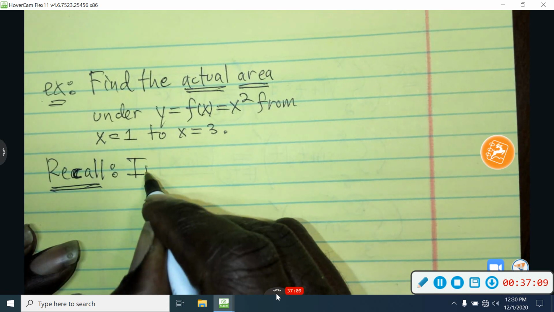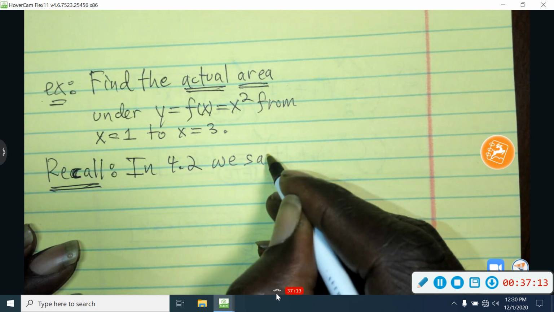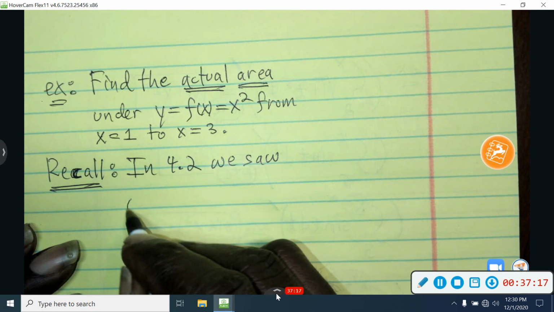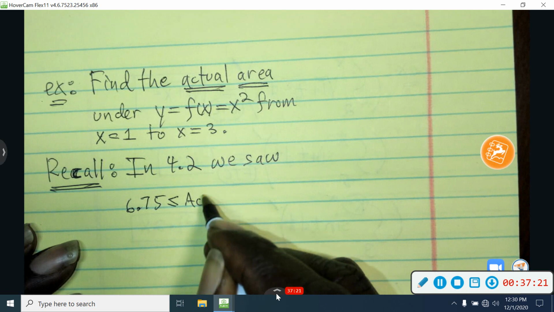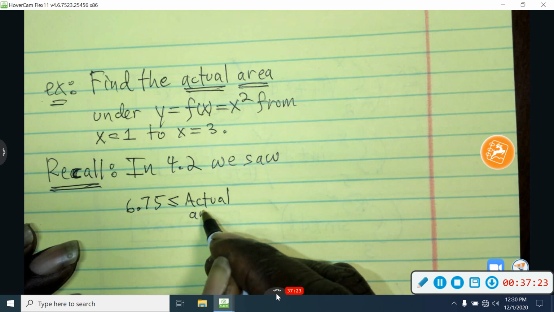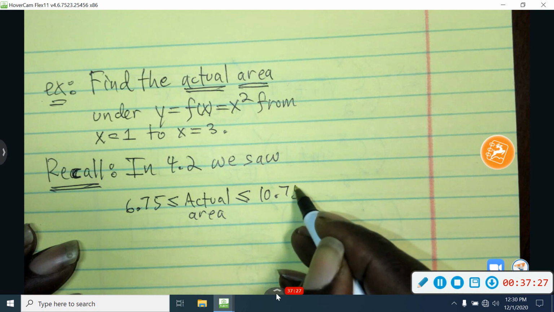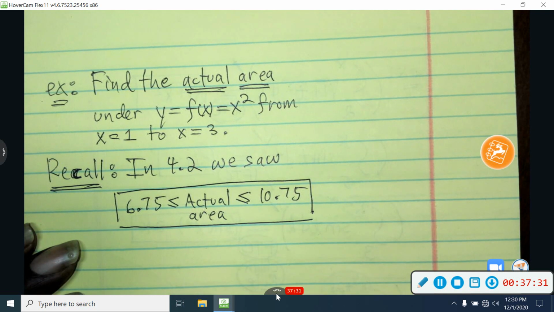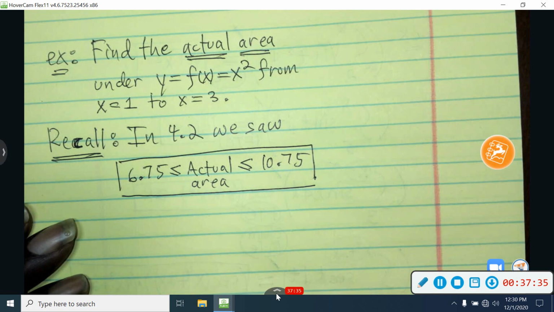In 4.2, we saw the actual area is between 6.75 and 10.75. Remember that? Okay, let's find the actual area.